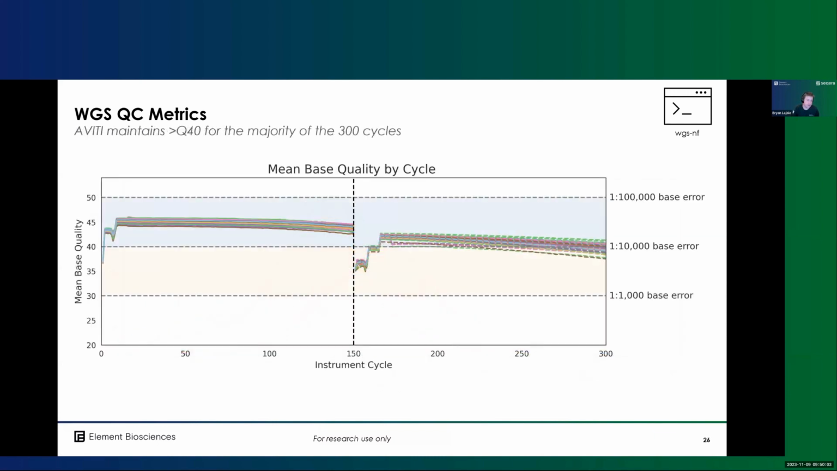Same with quality. So now we're looking at quality by cycle per sample. Again, you can see that the high quality score is maintained across all 300 cycles, and it's almost above Q40 for every cycle. So that's great to see too. That means we're going to have very low error and high quality as we get into the variant calling and analysis.